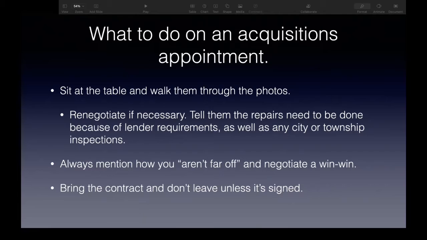Bring the contract and don't leave unless it's signed. That's another thing I learned from one of my boys. He cannot take no for an answer. This dude will just keep talking until you finally sign the contract. And if it's not money, because he's well-versed in creative financing, all he'll do is talk about creative financing. Oh, well, we could do this, we could do that. He has like 12 different options on how he can buy the property, and he doesn't leave until the contract is signed and until it makes sense. So you're going to want to adopt that same attitude because it works.